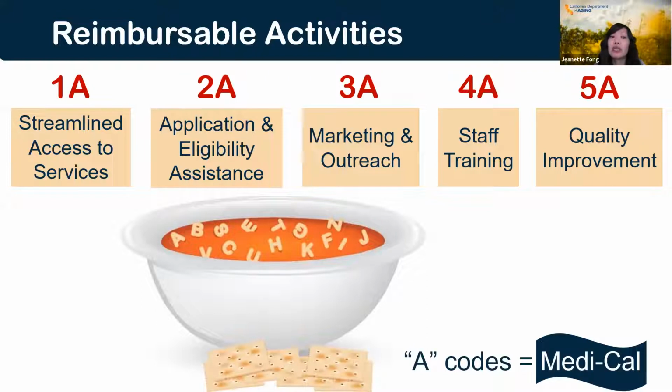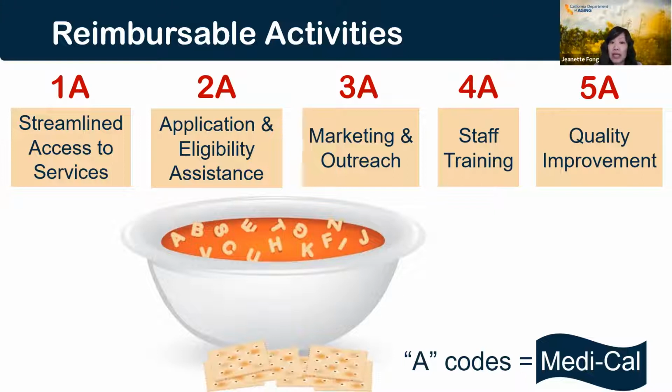Now, the next three codes are a little different because unlike 1A and 2A, those codes do not have to do with one-on-one interactions with clients. So code 3A has to do with providing general marketing or outreach to the public to promote awareness of Medi-Cal programs and services. So maybe you're at a community event or a health fair and you're providing information on Medi-Cal programs or services. Or maybe you're developing or handing out flyers that provide information on Medi-Cal programs or services.